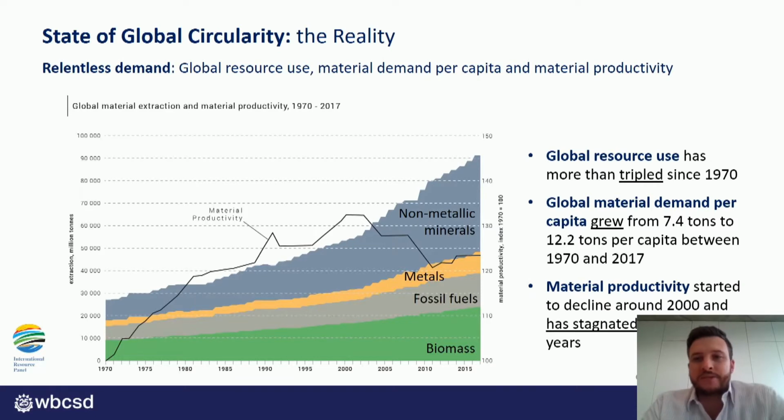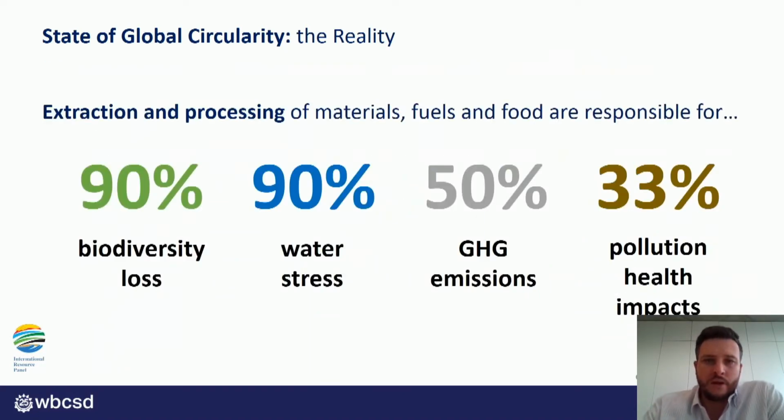And lastly, material productivity started to decline around 2000 and has since stagnated. Although the original assumption was that as technology and innovation improved, our material productivity would also grow, that in fact stopped happening in the early 2000s, and in some cases actually declined globally. And when it comes to the consequences of this resource consumption, extraction and processing of materials, fuels, and food are responsible for 90% of the biodiversity loss we have today, 90% of water stress, 50% of greenhouse gas emissions, and 33% of the pollution and health impacts.